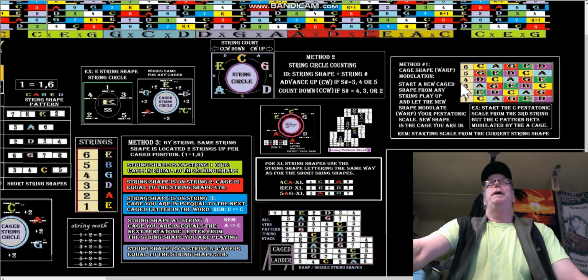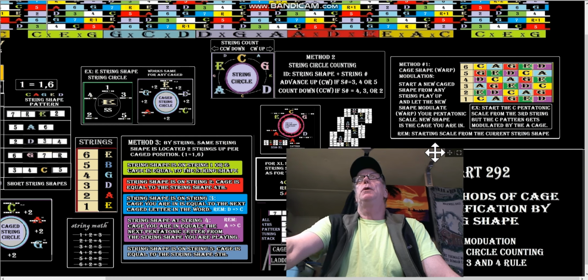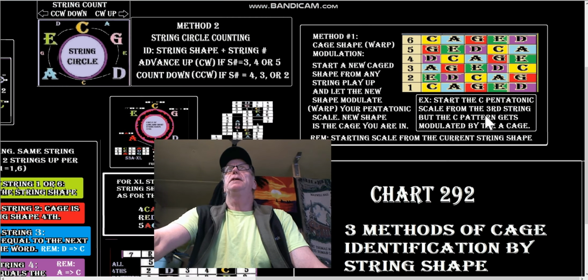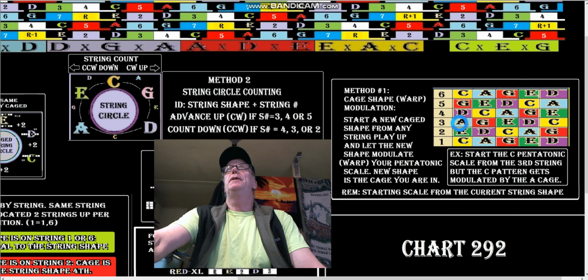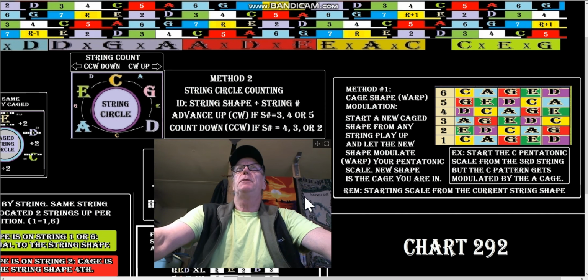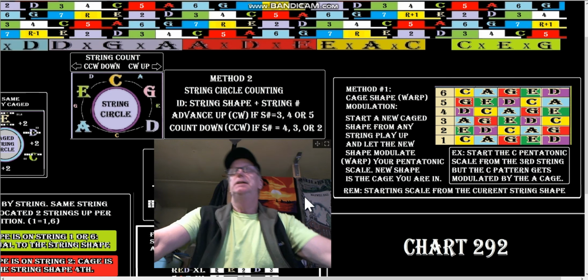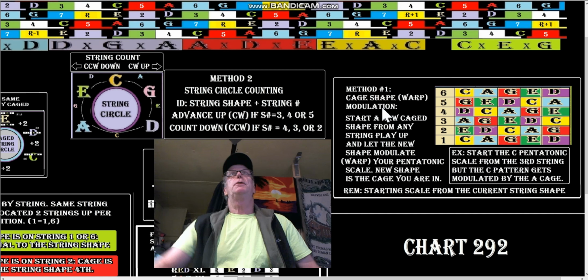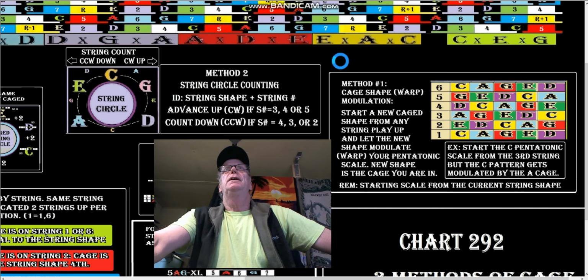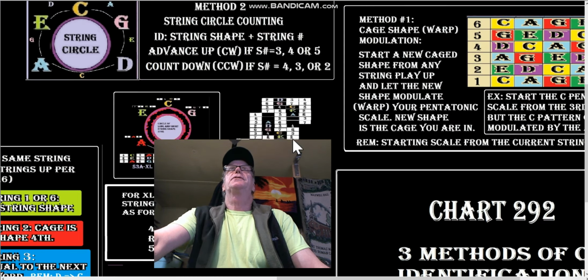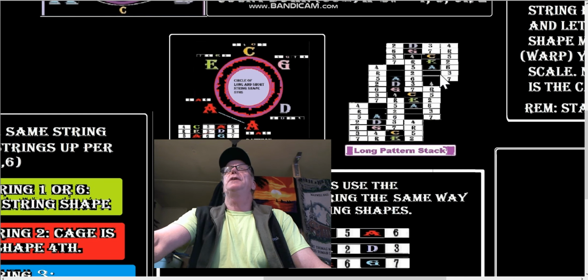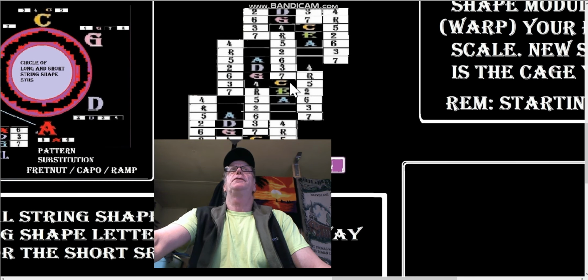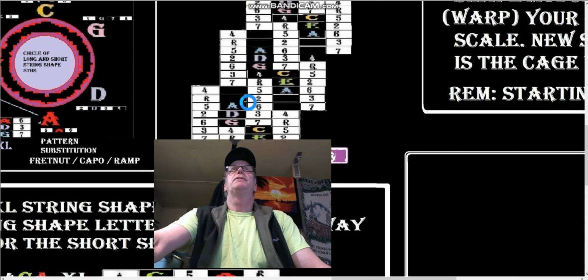So method 1. Let's look at method 1 again. We did cover this yesterday, but I've kind of refurbished the method. I'm over here now. Method 1, cage shape warp modulation. Now the patterns, the P4 patterns that make these string shapes are here. Okay, this is the long pattern stack and all that stuff.